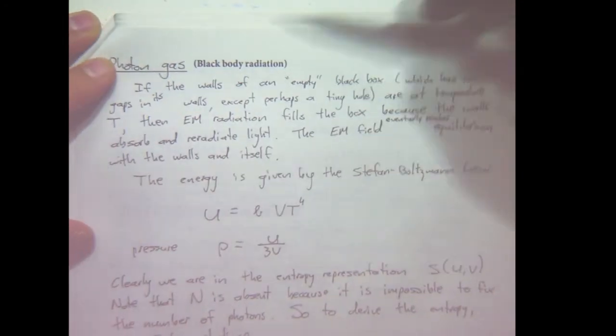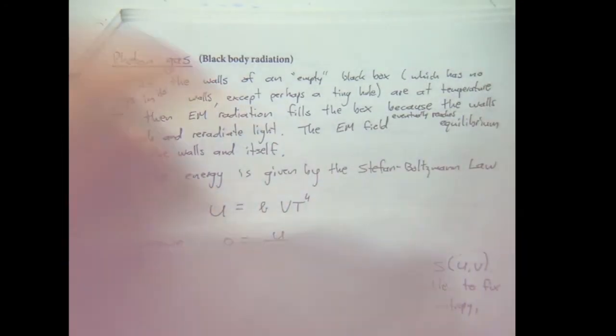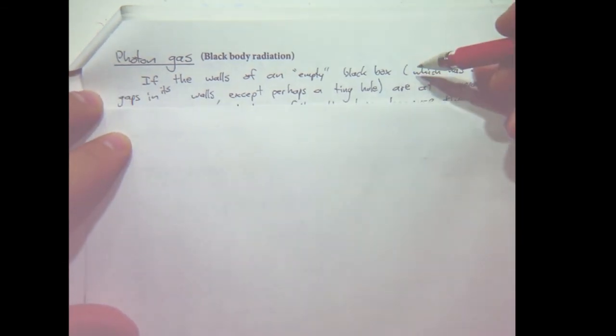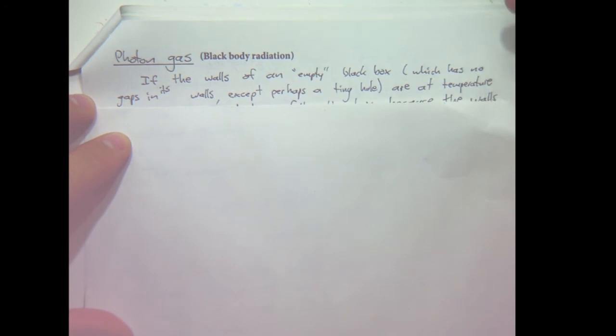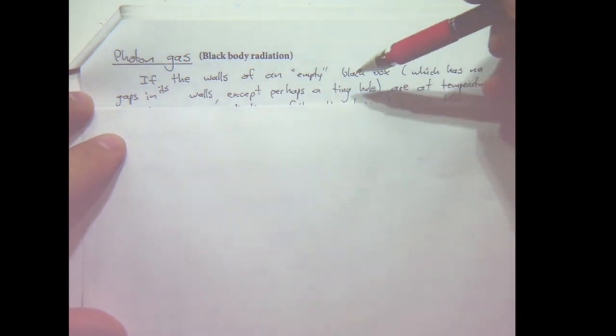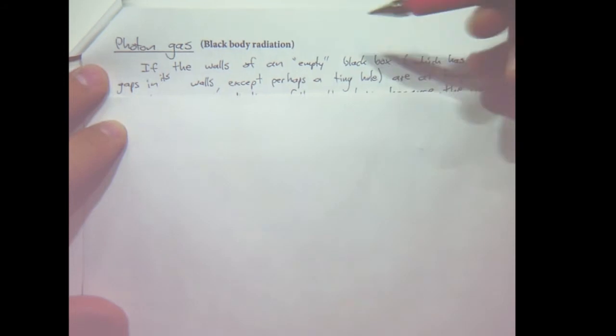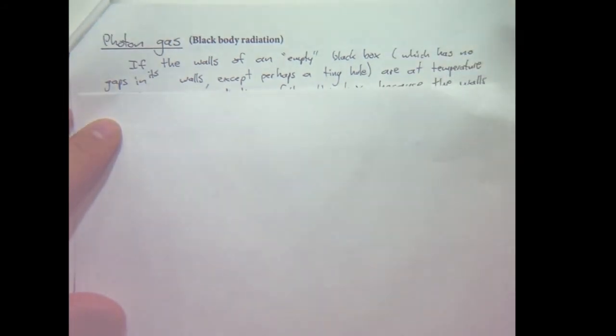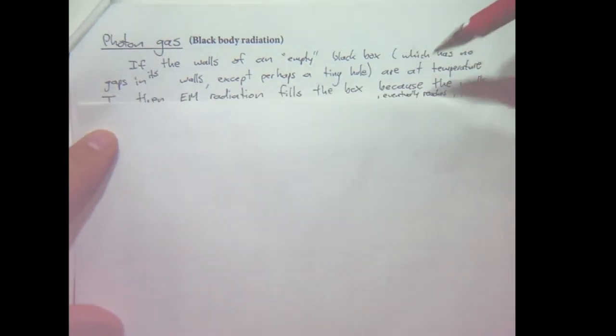Okay, photon gas. If the walls of an empty black box, empty in the sense of, well, it's never really empty. It has no gaps in its walls, and maybe a tiny hole, out of which light comes, which is the black body radiation.